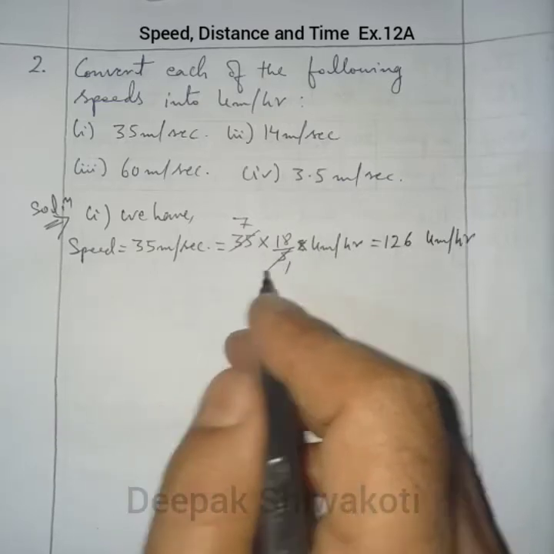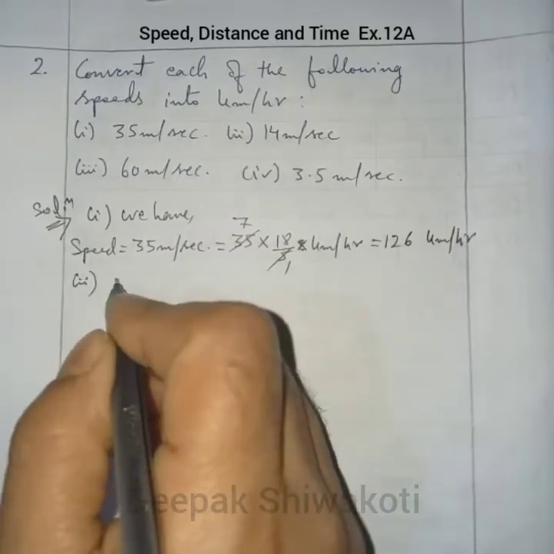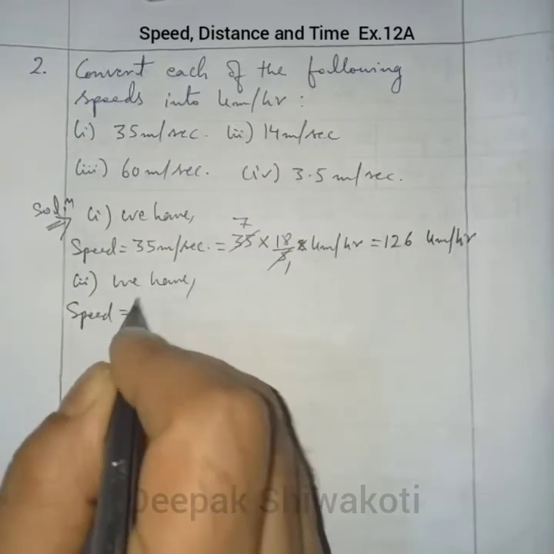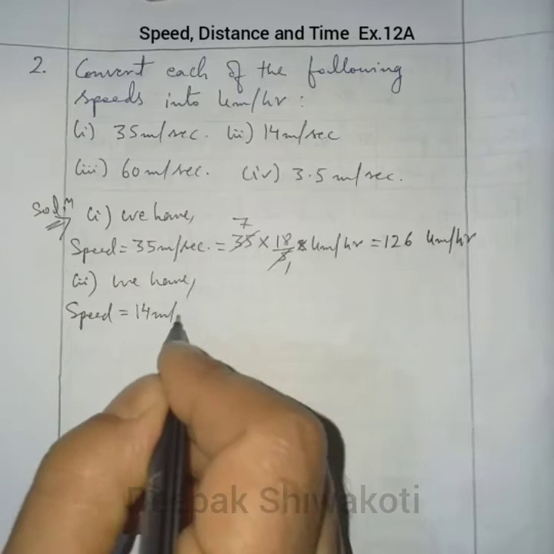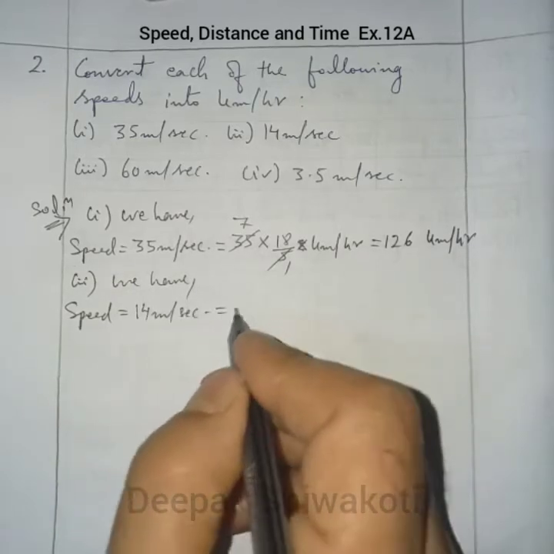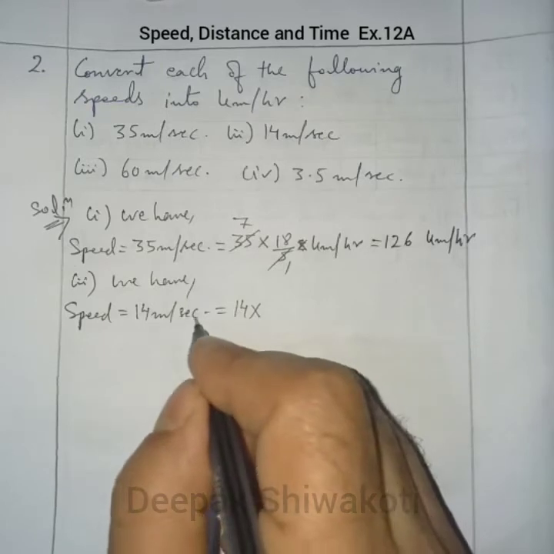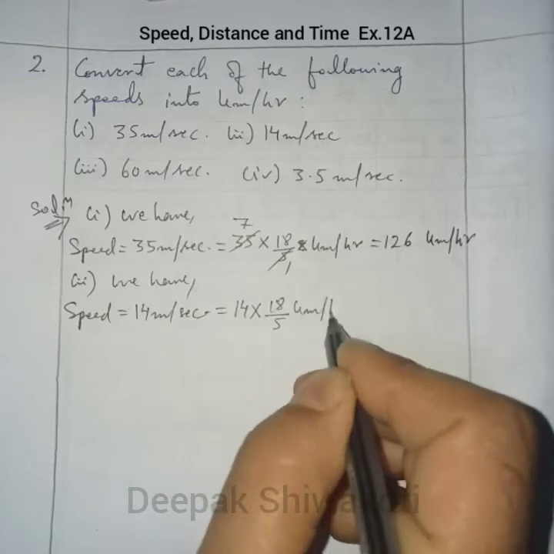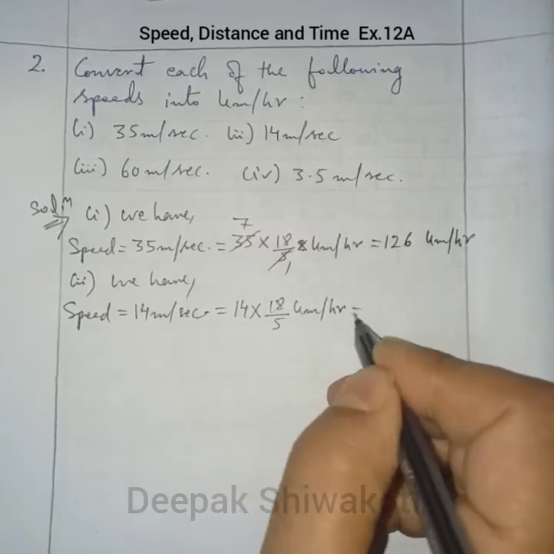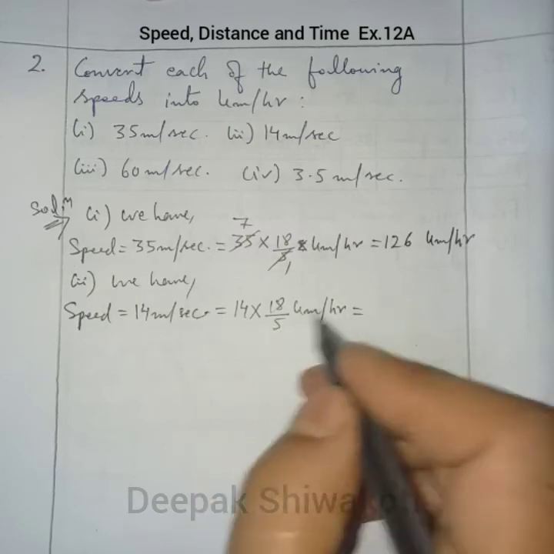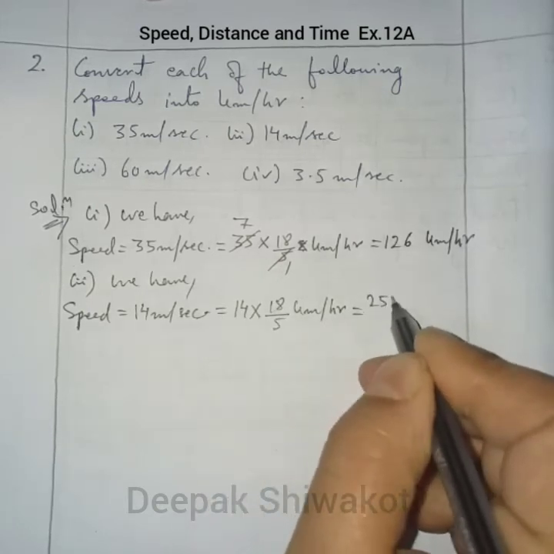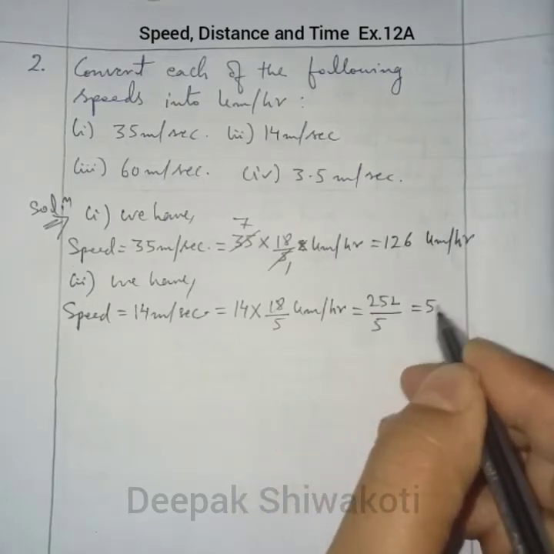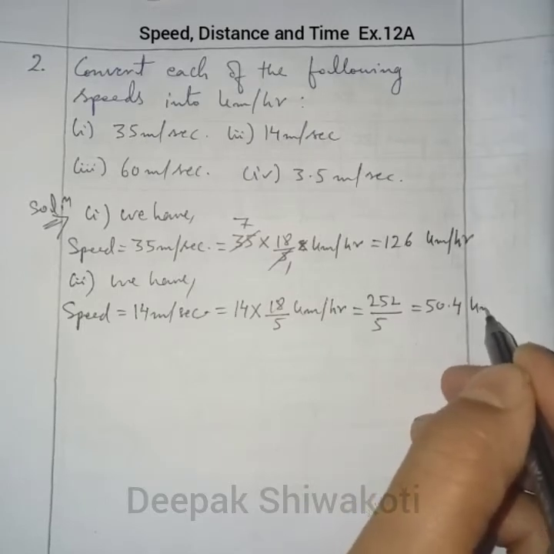Now next is number 2, we have speed as 14 meter per second. So 14 into 18 by 5, the unit will change to kilometer per hour. Here when we calculate, this is not cancelling, so multiply this 2, we'll get 252 in the numerator, and here 5, divide this, we'll get 50.4 kilometer per hour.